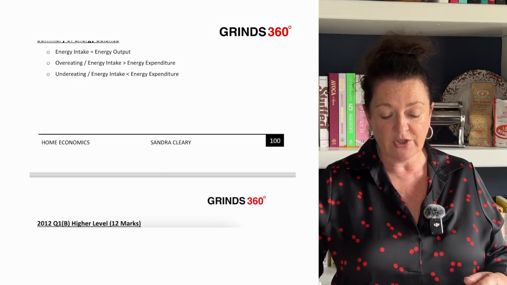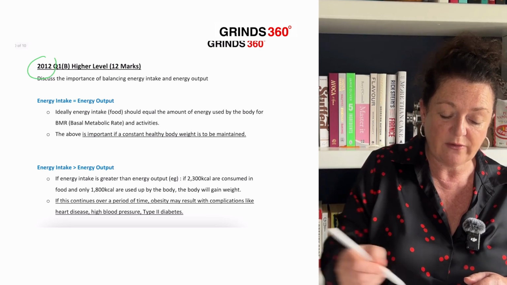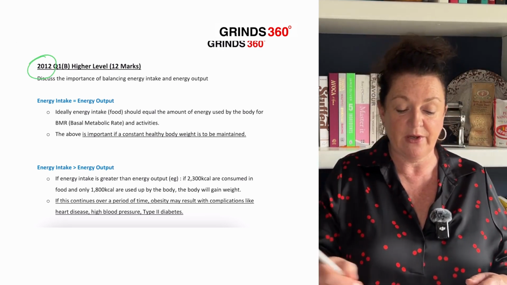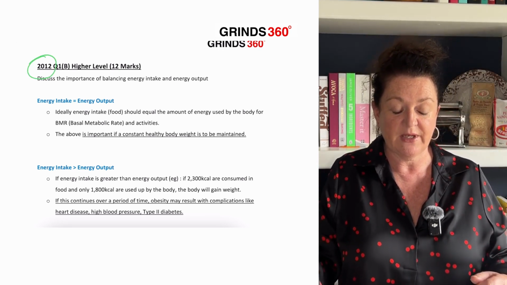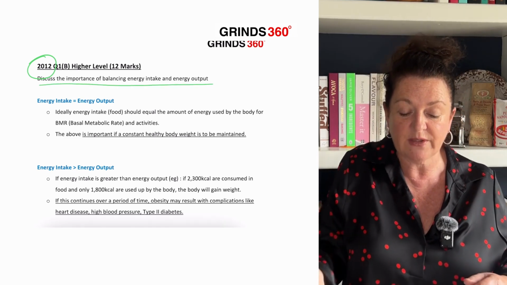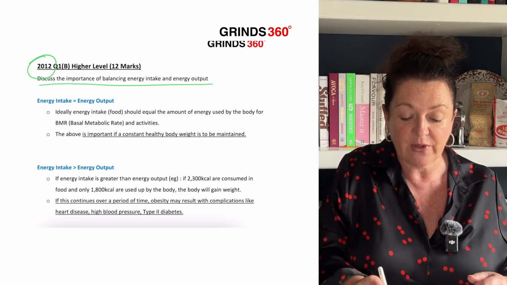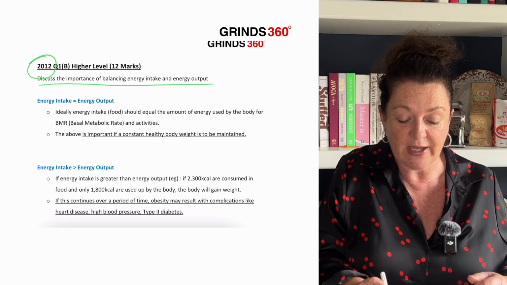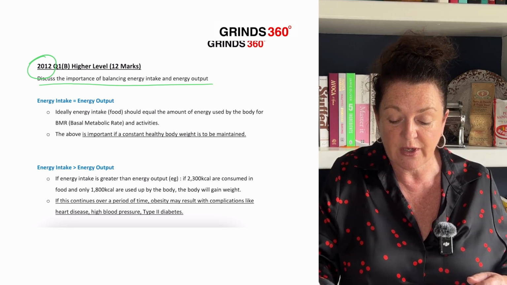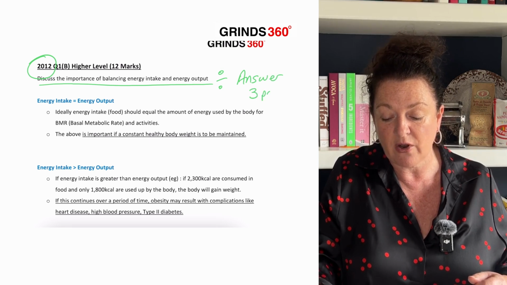Now, moving on to our sample answer. I said there earlier that 2012 was the last time that this appeared on question 1, section B. And the question was, discuss the importance of balancing energy intake and energy output. So here we see the terminology energy intake and energy output. So I have said to you, answer, divide in 3 parts.